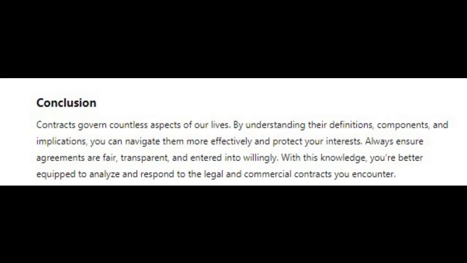Conclusion. Contracts govern countless aspects of our lives. By understanding their definitions, components, and implications, you can navigate them more effectively and protect your interests. Always ensure agreements are fair, transparent, and entered into willingly. With this knowledge, you're better equipped to analyze and respond to the legal and commercial contracts you encounter.